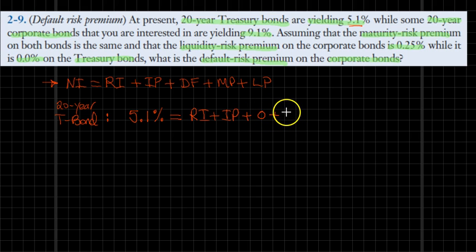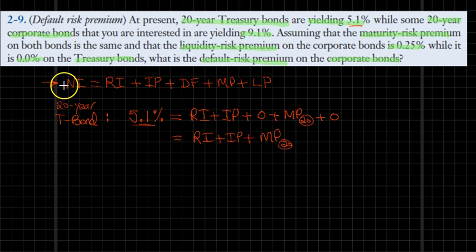The maturity premium is not given, but we know that it is the same for both companies. So let me just write 20 here to represent that the treasury bond is a 20-year bond. Plus, finally, we have our liquidity premium, which turns out to be 0 for the treasury bond. Rearranging the right-hand side only, the real risk-free interest rate plus the inflation premium plus the maturity premium for that 20-year treasury bond, those three add up to give 5.1%.